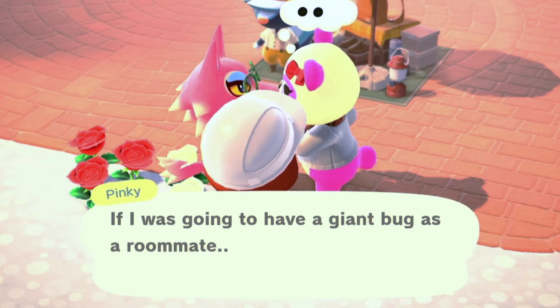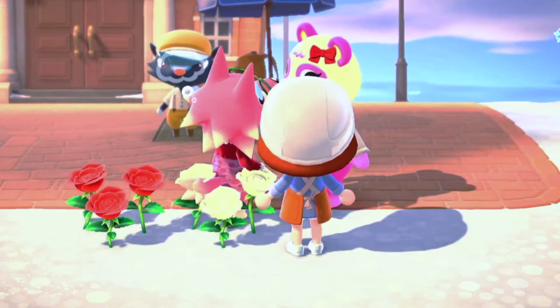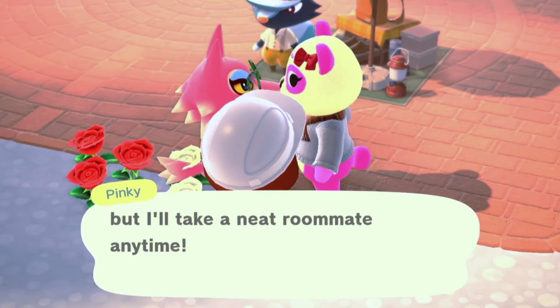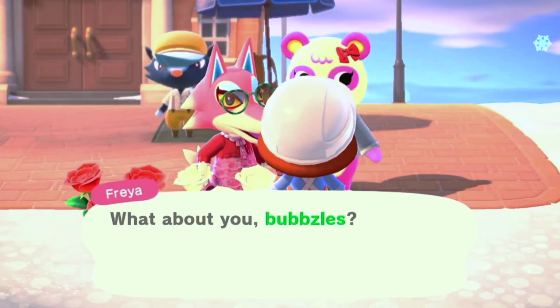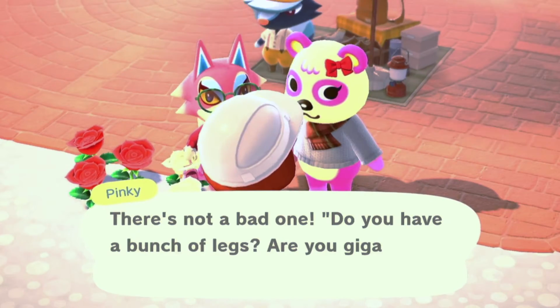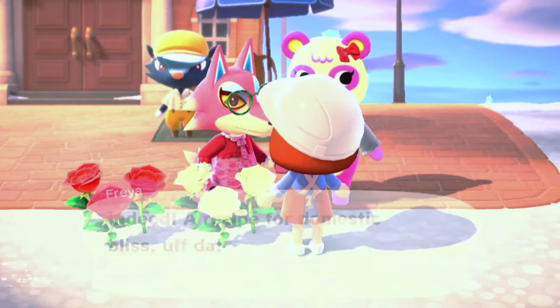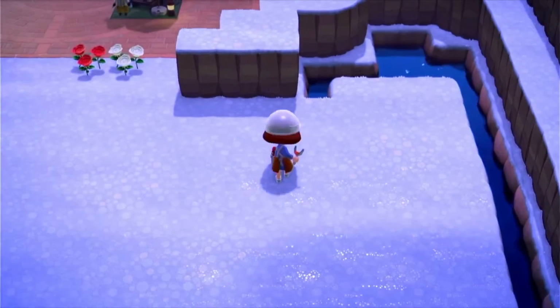Okay, so this clip, this is the only way I could get it. It is super glitchy, but I ran into Freya and Pinky kissing, and I thought it was really funny because they just glitched and they were standing too close. But then they were talking about being roommates or something. I don't know. I was focusing way too much on the fact that they were kissing.